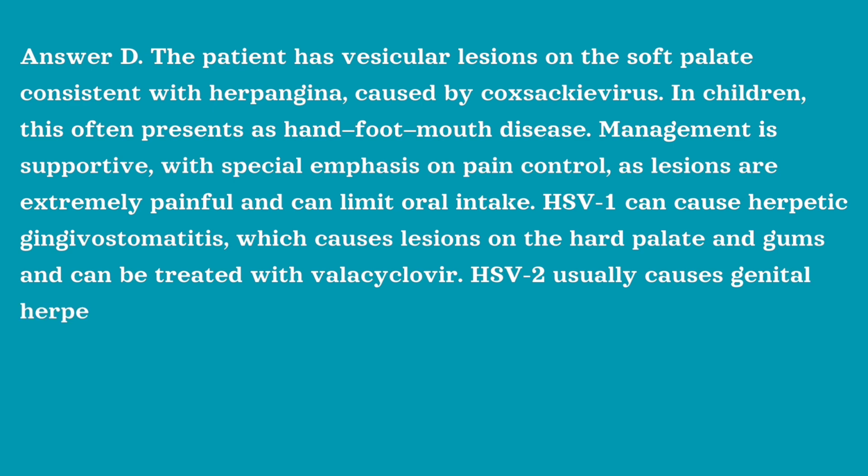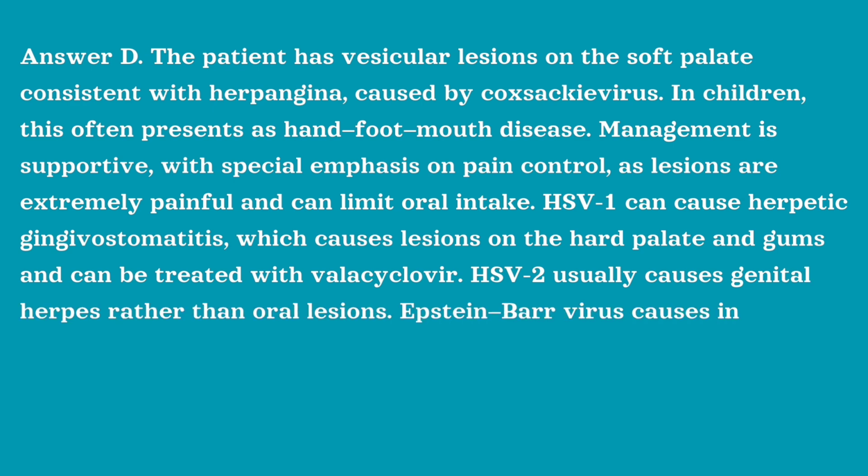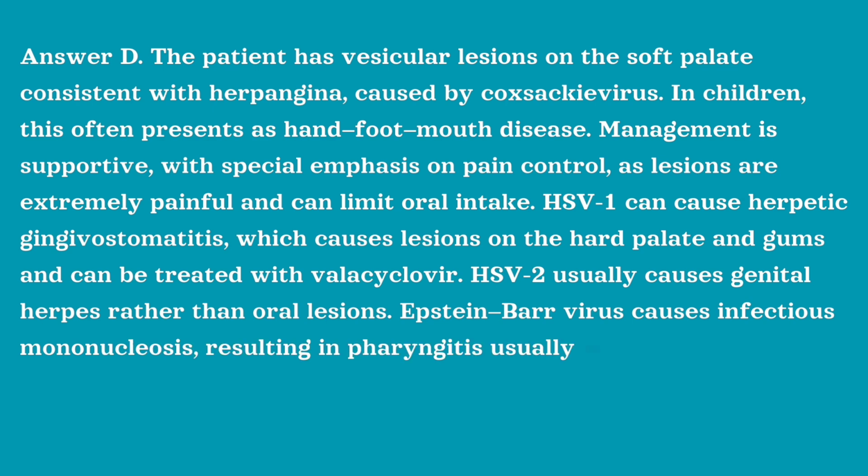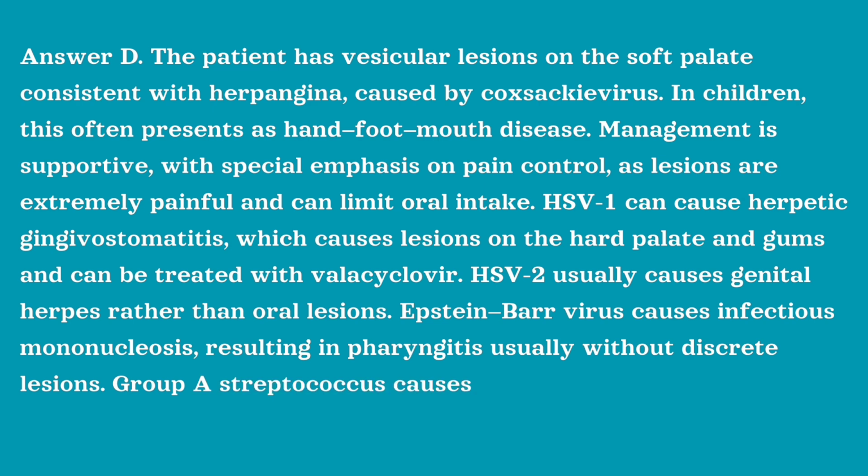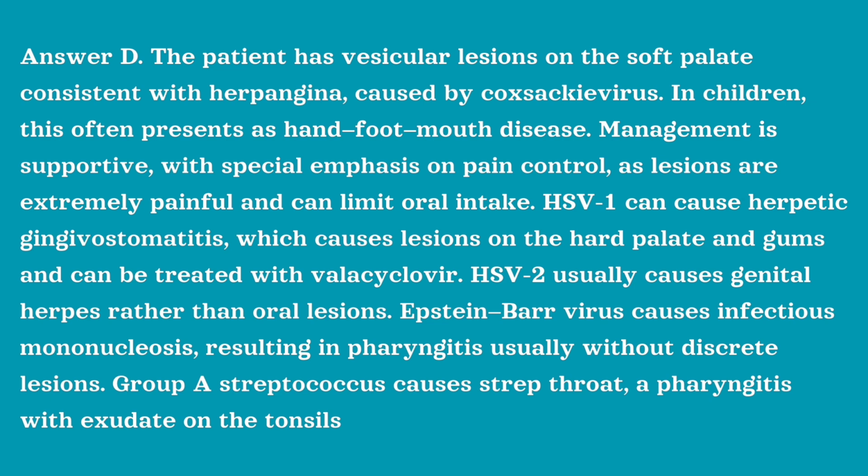HSV-2 usually causes genital herpes rather than oral lesions. Epstein-Barr virus causes infectious mononucleosis, resulting in pharyngitis, usually without discrete lesions. Group A Streptococcus causes strep throat, a pharyngitis with exudate on the tonsils but without discrete oral ulcers.